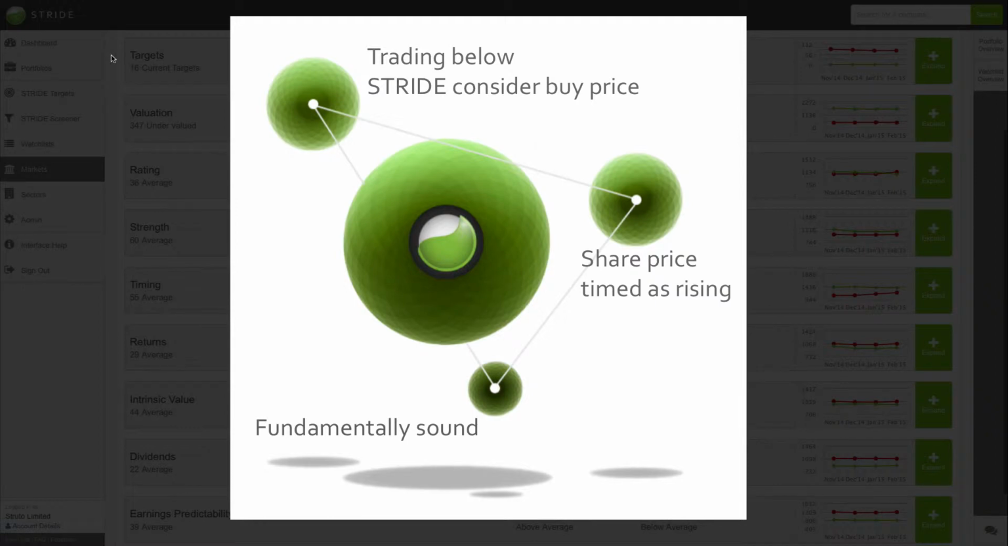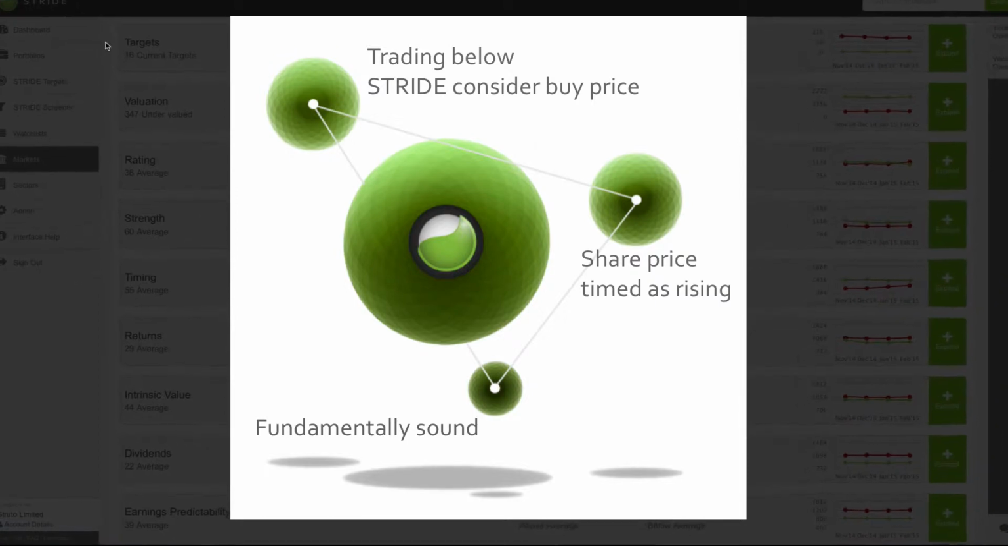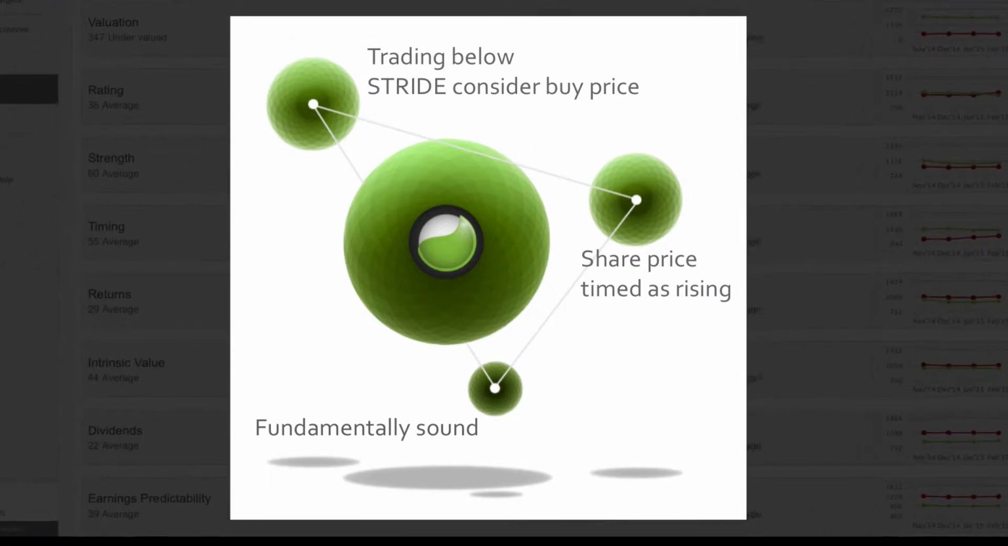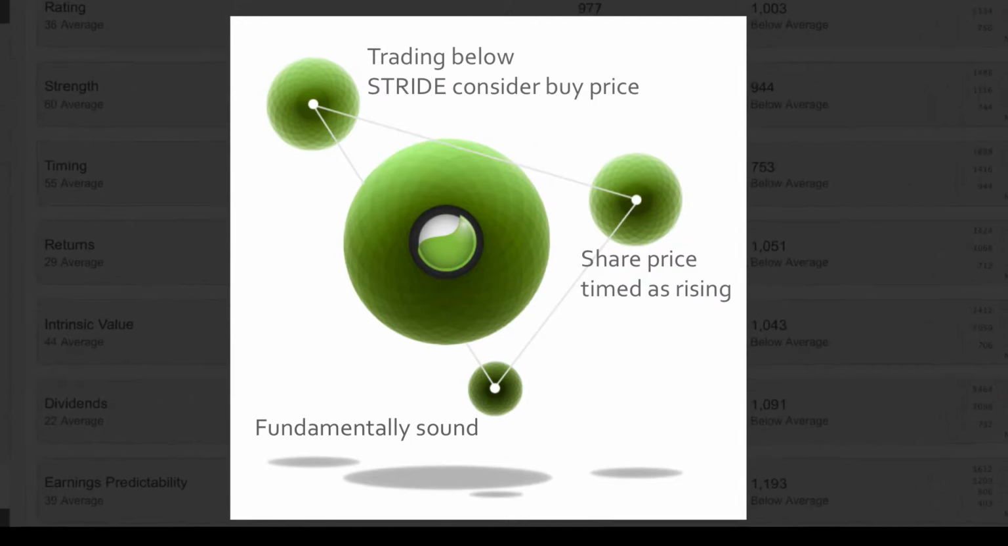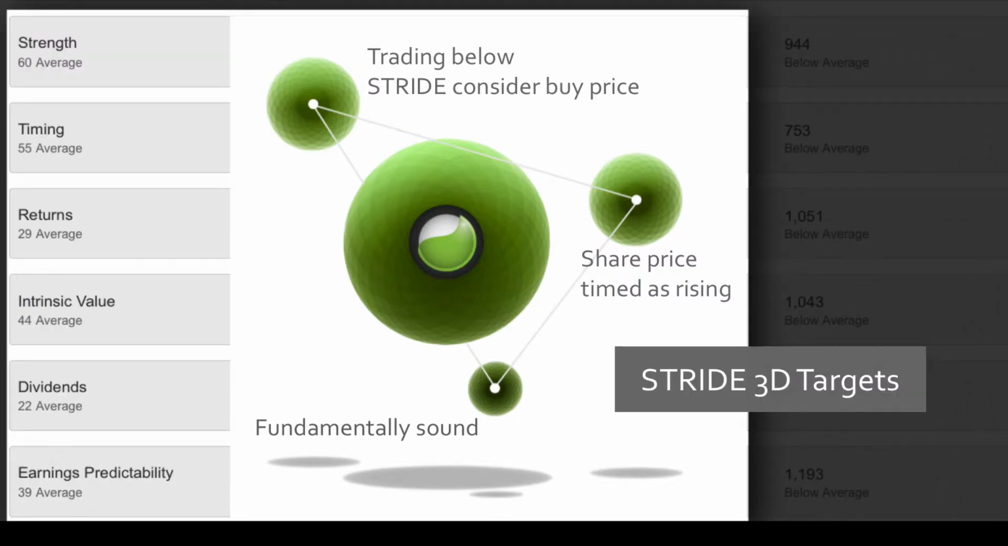as rising. The Stride engine decides whether a business is a 3D target using 5 of the 6 elements of analysis and calculation that go to make up its name: strength, timing, returns, intrinsic value, and earnings predictability. The dividend score is not included in 3D targeting because while receiving dividends can be really attractive to investors, in our experience, a company's dividend policy is not reflected in its value.